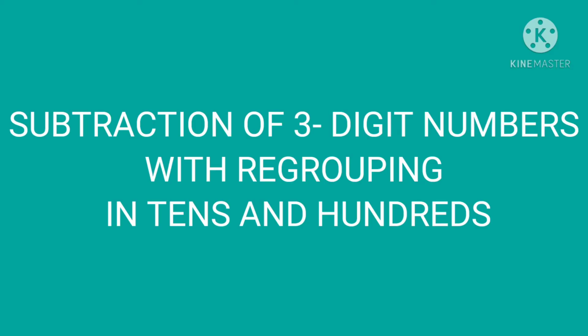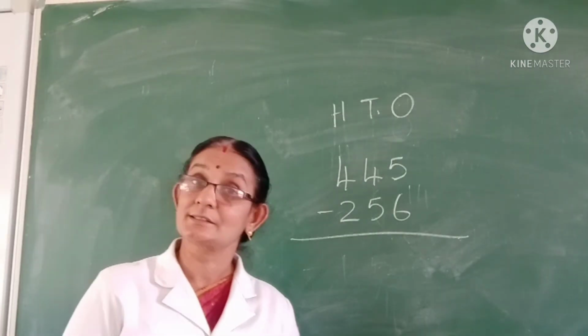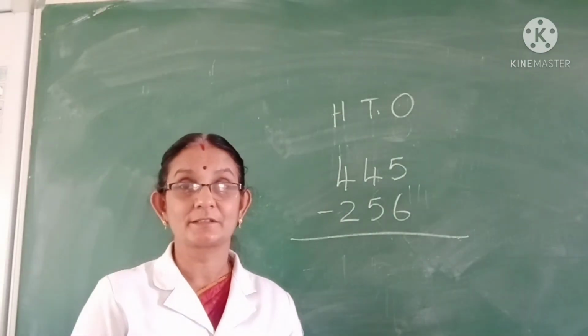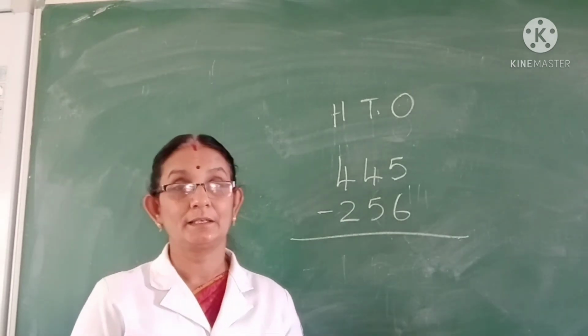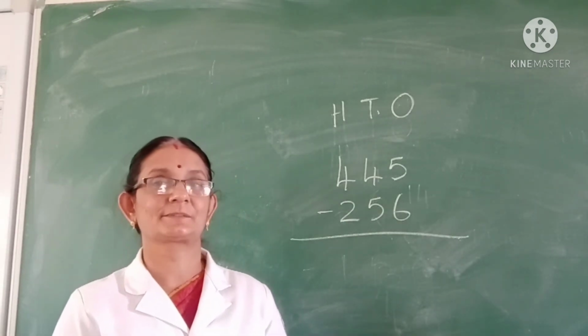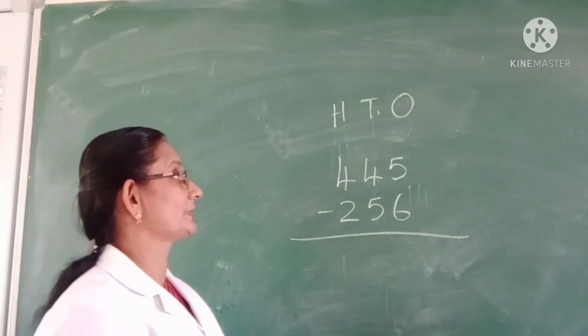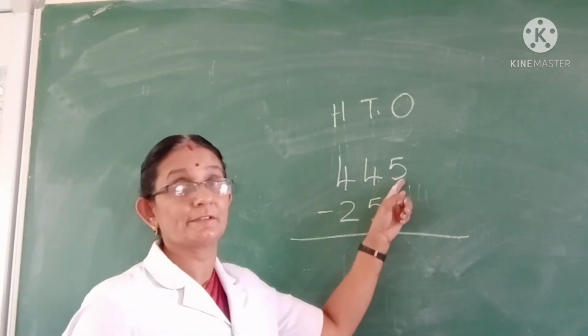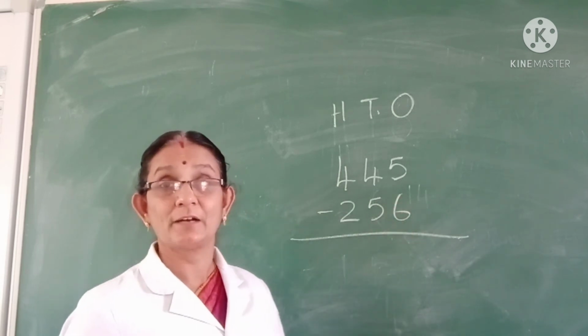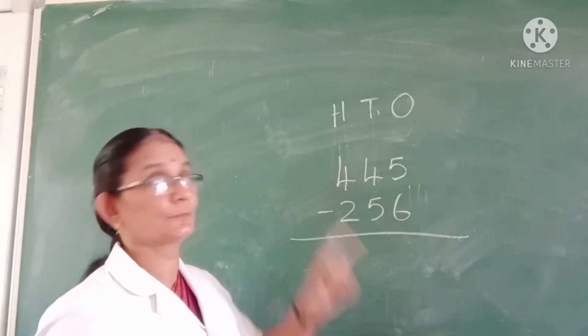Subtraction of 3-digit numbers with regrouping in tens and hundreds. Now, let us learn to subtract the 3-digit numbers with regrouping in tens and hundreds place. Okay? So, first let us start from the ones place. Now, you can see that 5 is smaller than 6. So, we have to regroup the digits in the tens place.